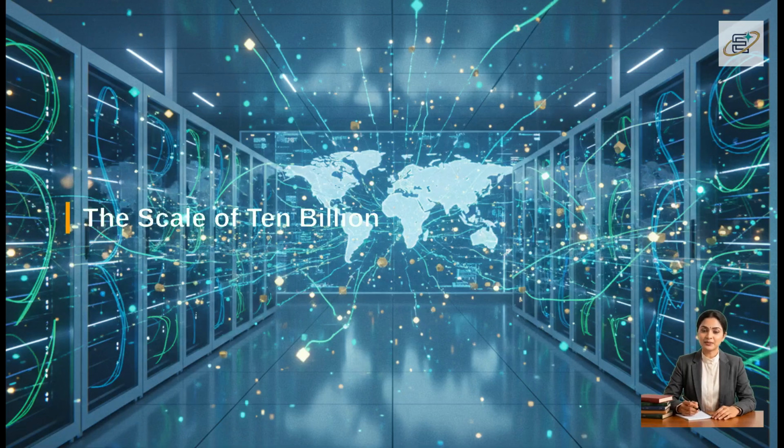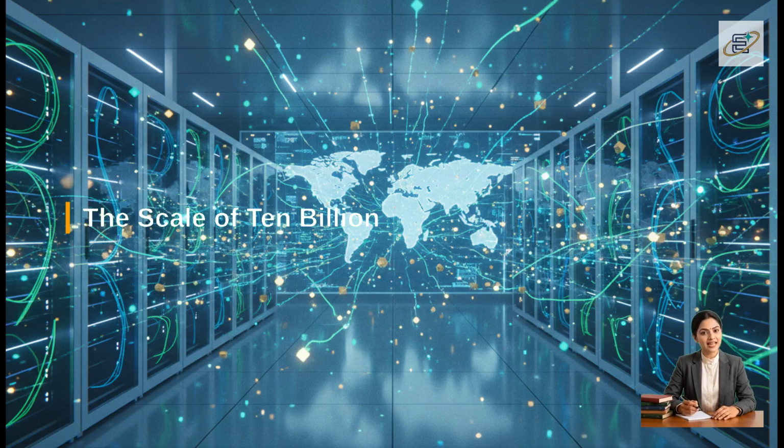Before we look at the technical architecture, I want you to truly visualize the scale of 10 billion messages. Imagine a massive, global network where data packets are flying across oceans in fractions of a second. If you were to process one message per second, it would take you over 300 years to process 10 billion of them. Yet, WhatsApp does this every single day, seamlessly.